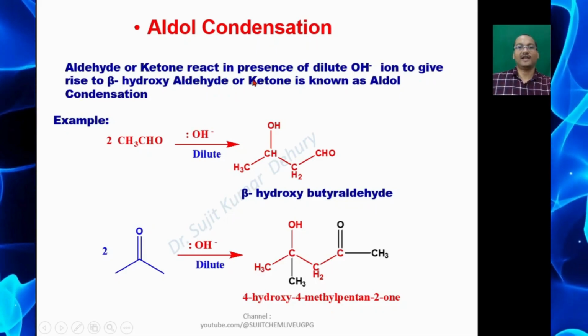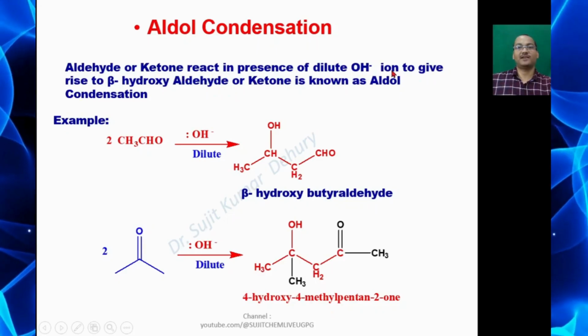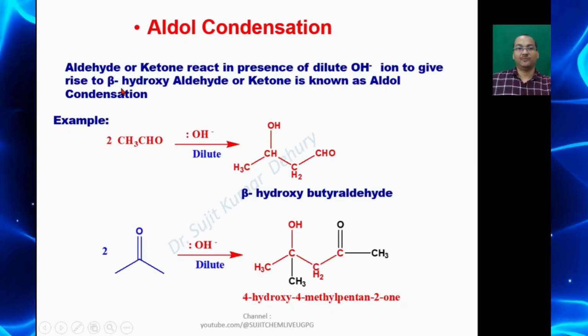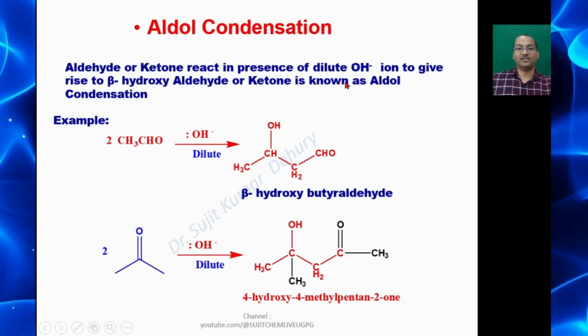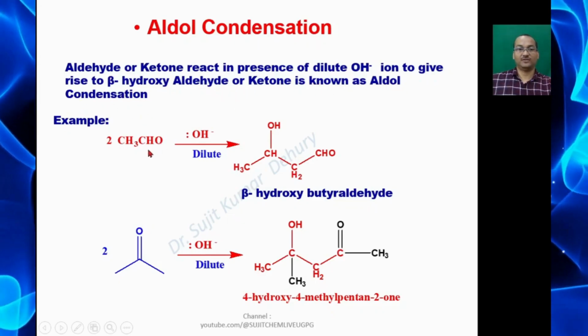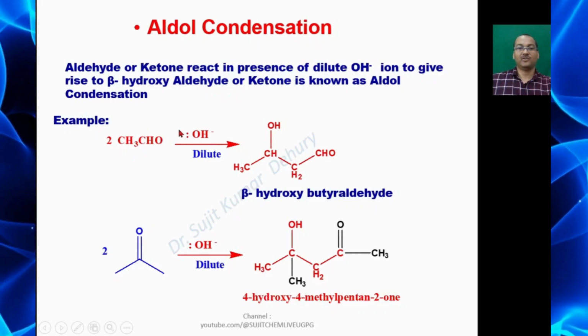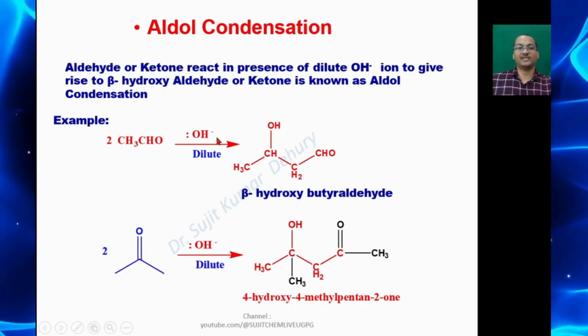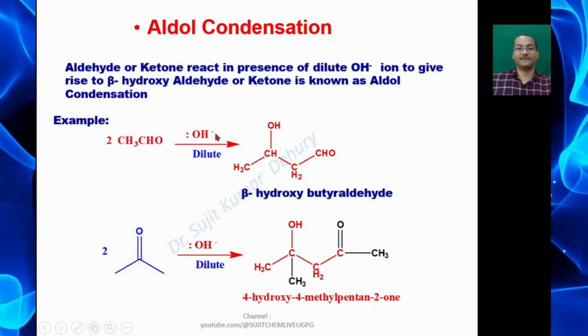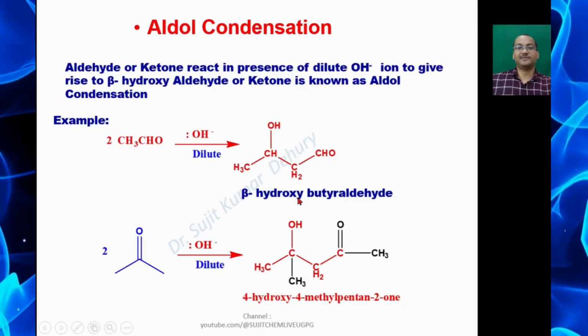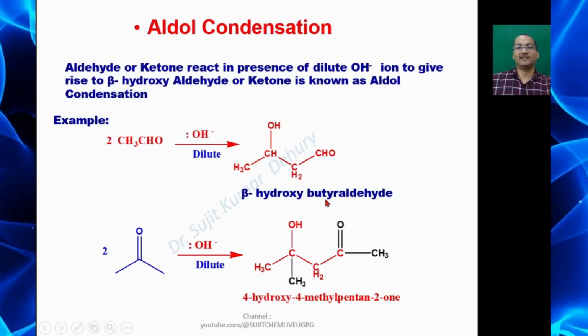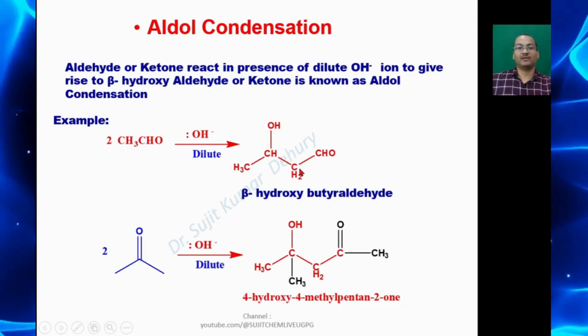Aldehyde or ketone reacting in the presence of dilute OH- ion to give a beta hydroxy aldehyde or ketone is known as aldol condensation. If you start with 2 equivalents of acetaldehyde and react that with dilute OH- ion, sodium hydroxide, let's say, you will end up with this beta hydroxy aldehyde, that is known as butyraldehyde.